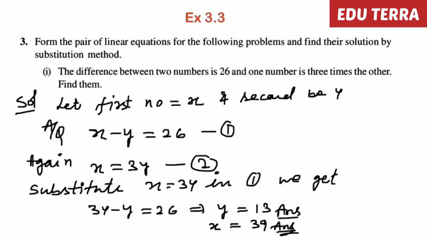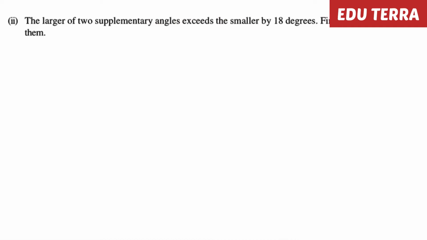Now come on for part second. The larger of two supplementary angles exceeds the smaller by 18 degrees. Find them. So students, we know that supplementary means sum of two angles equals to 180 degree. So you will get here one equation. Now see the solution. What is x? x is the one angle and y is the supplementary of x. Okay, now the condition is given again.